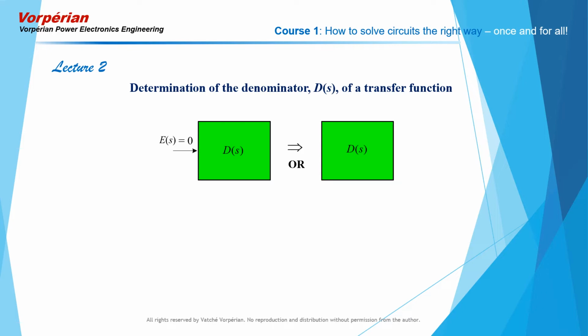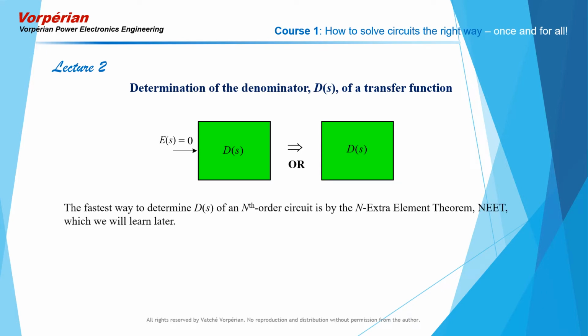So we ask ourselves the question, given a structure at rest, say one that has a bunch of resistors, capacitors, inductors, and possibly dependent sources, can we determine its poles or characteristic equation without having defined a transfer function on it? The answer is yes, of course. And the fastest way to do that for an nth order circuit is by the application of the n extra element theorem. We're going to learn that later.